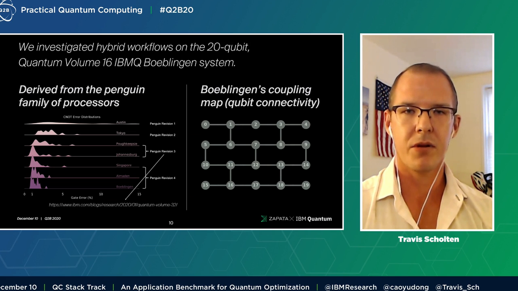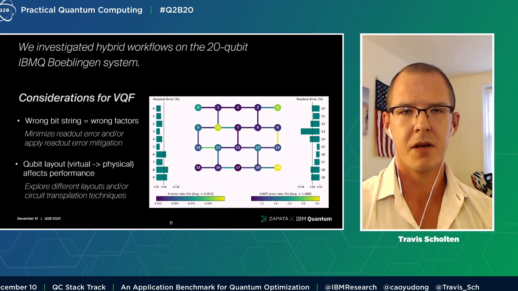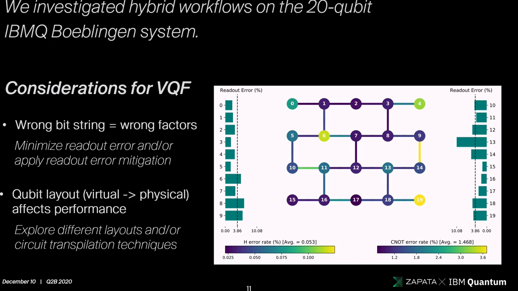Now, on the right-hand side of the plot is a connectivity map of Birdligan. It shows which qubits are physically coupled together using resonators. And this is significant because, as we see on the next slide, different qubits have different error rates, and the couplings between different qubits have different associated error rates as well.